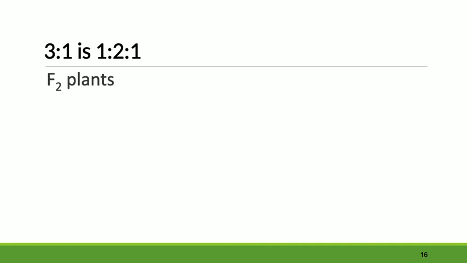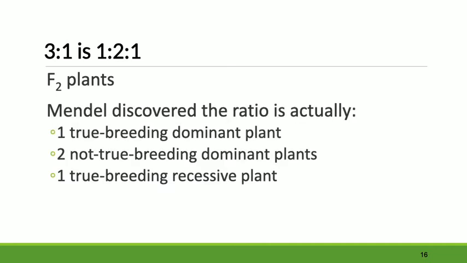So as he began to analyze the F2 generation and why it has this 3-to-1 ratio, he was kind of limited by the science or the technology or both that he had access to at the time. But he did figure out that the ratio actually was a surface ratio, and that deeper on the inside, the ratio was actually 1 to 2 to 1. That's super mega confusing. So let me show you what that means.